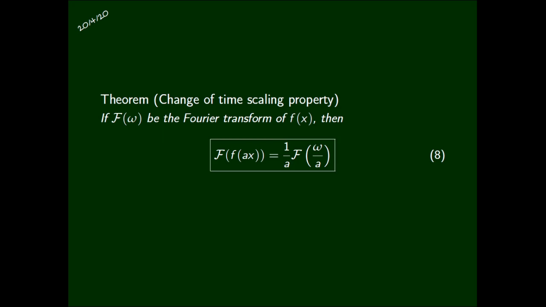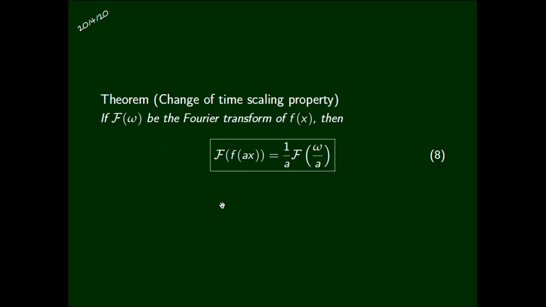Now the change of time scaling property. So if f bar of omega is the Fourier transform of f of x, then the Fourier transform of f of ax, where this x is scaled by a units, is equal to 1 by a into f bar of omega by a. We are familiar with this result in the Laplace transform.